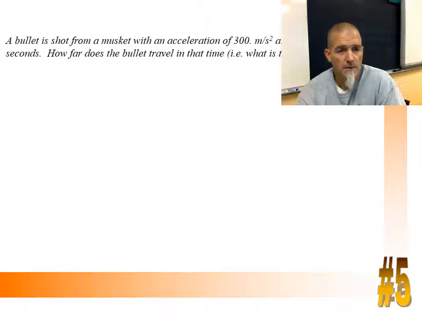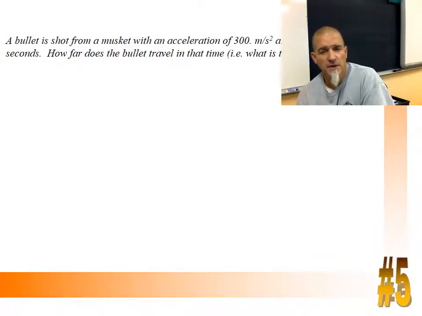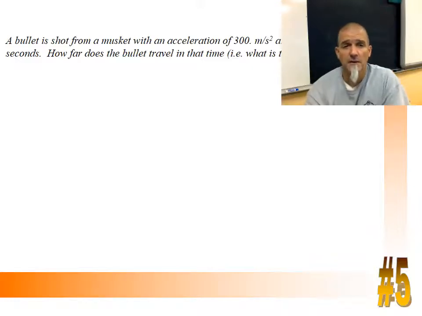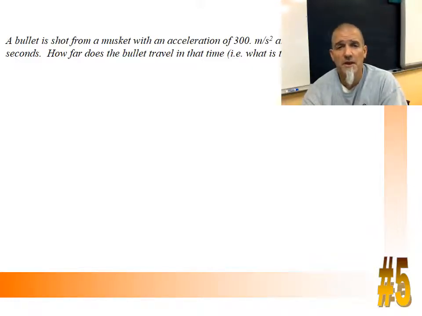Let's look at another. A bullet is shot from a musket with an acceleration of 300 meters per second squared and accelerates for 0.08 seconds. How far does the bullet travel in that time? In other words, the length of the barrel is really what it's asking. Take a second, see if you can pull out the given information, maybe even draw yourself a little picture, and then we'll run through it together.